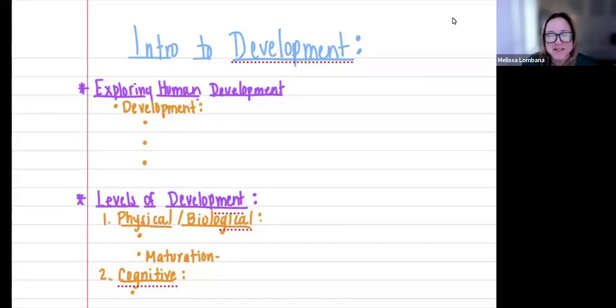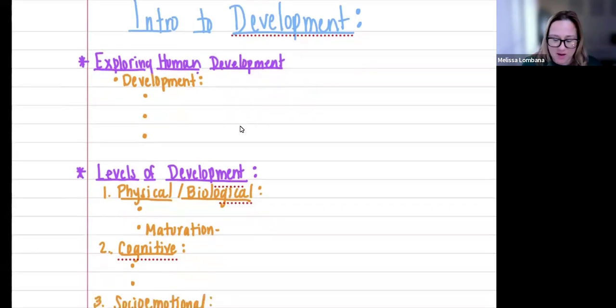Okay, welcome everybody. We are on to our Unit 6 development. This is where we have our little flower babies. All right, so we're going to start with the first section of development, and that is going to be our intro to development. So you're going to write that right at the top, and we're going to dive right in.